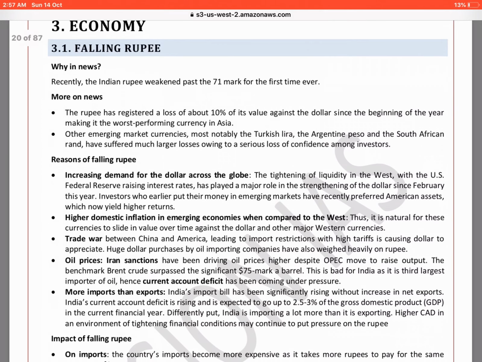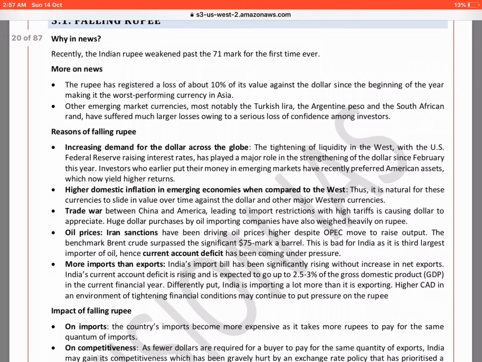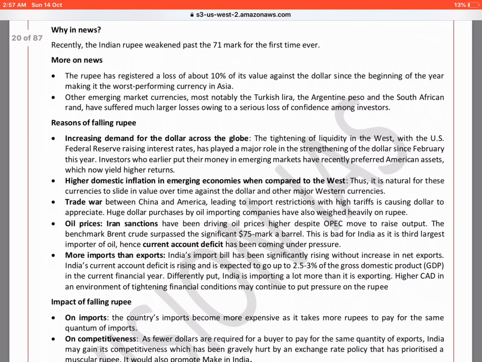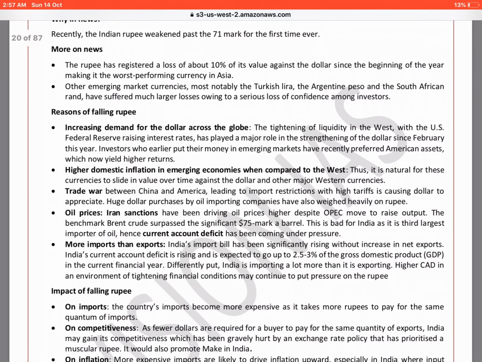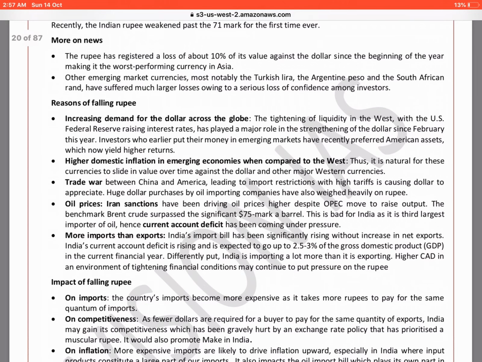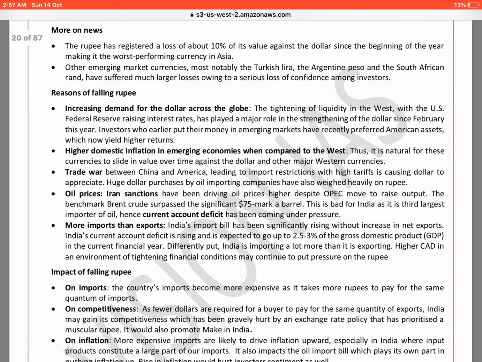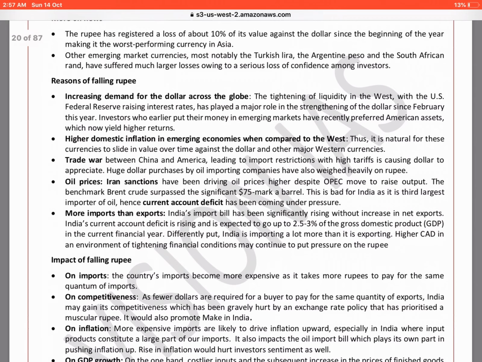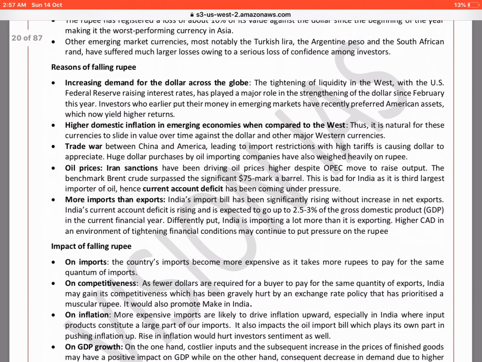The rupee has registered a loss against the dollar since the beginning of the year, making it the worst performing currency in Asia. In Asian countries, the rupee has registered a loss of about 10%, and other emerging market currencies like the Turkish lira, Argentine peso, and South African rand have also seen huge losses, and the investors have lost their confidence.